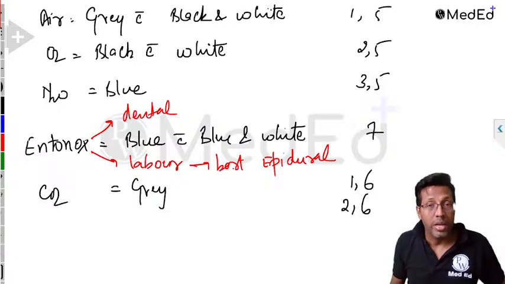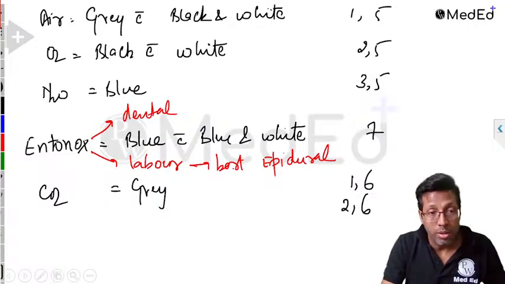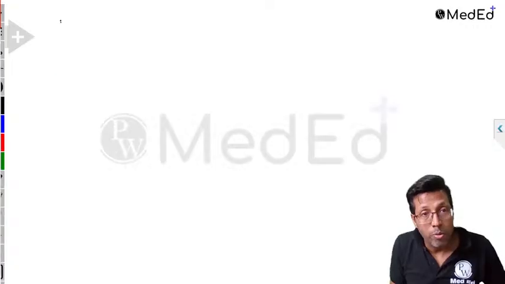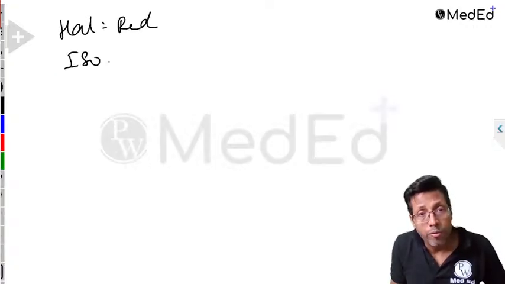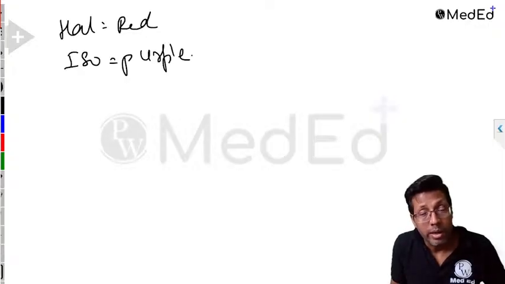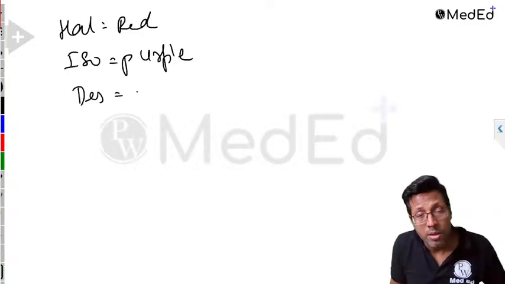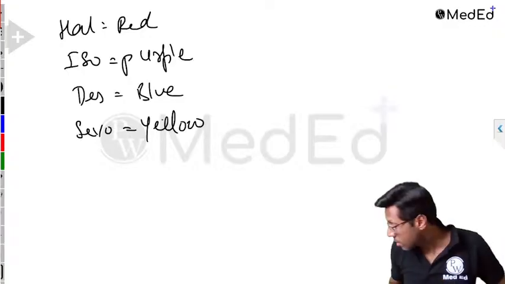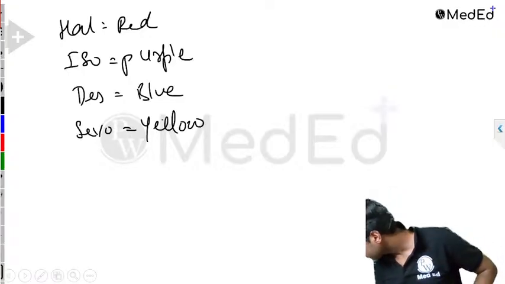These are the pin index numbers. Beyond this, I will discuss the color of vaporizers. Remember, halothane is red in color, isoflurane is purple in color, desflurane, a special vaporizer, is blue in color, and sevoflurane is yellow in color. So these are the colors which are important.